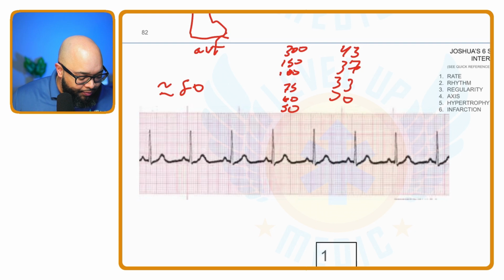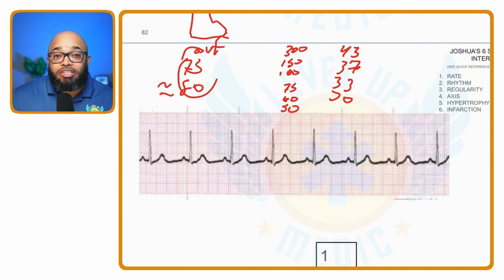So now let's count it. We're going to start at 1 R wave, and we're going to go 300, 150, 100, then 75, right? So according to this 300 method, we're going to get about 75. So one way we get 80, one way we get about 75. There's not much difference between the two. So split the difference. Let's call it 77, okay?